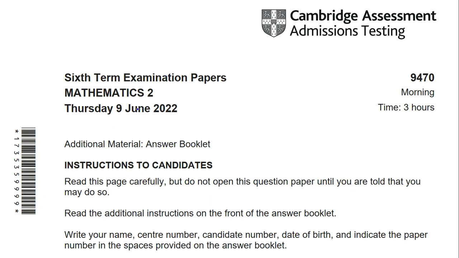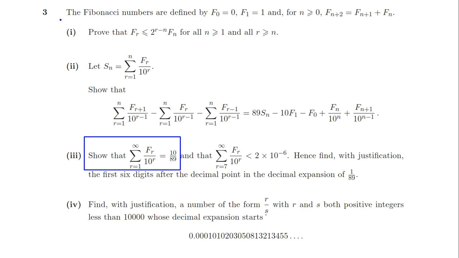Let's solve the third problem of the Step 6 term examination paper, Mathematics 2, 2022. The third problem, up to this part, is related to Olympiad problems.